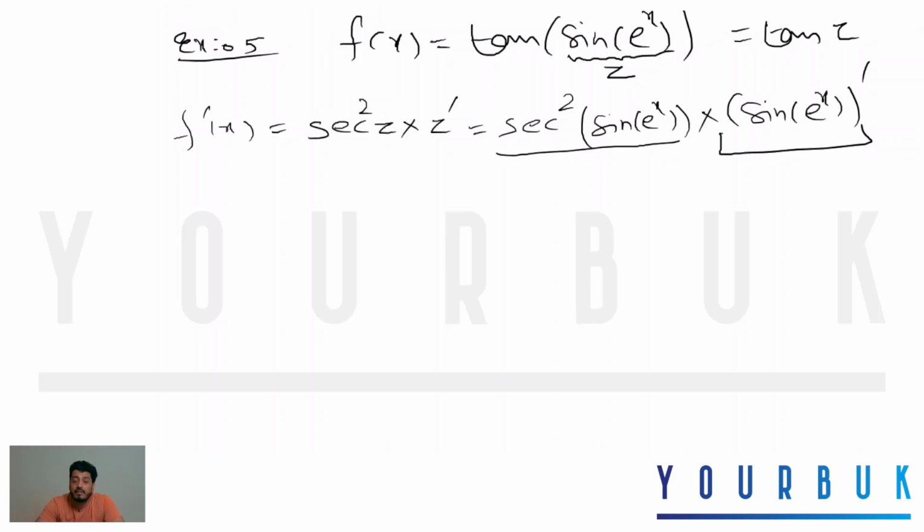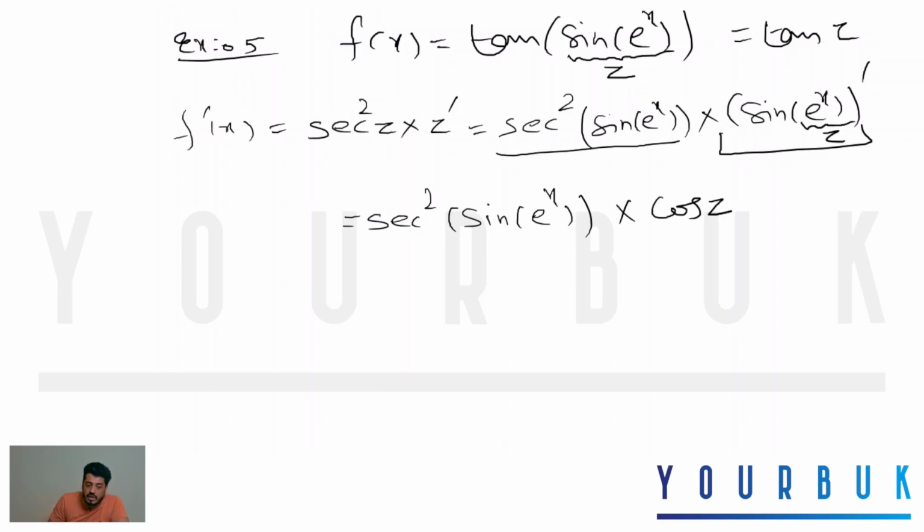Now we know the derivative of sine x. So here this e to the power x is the problematic quantity. So I have to again reapply the chain rule. This secant square of sine of e^x goes as it is. But what I have done, I have taken this as z. So now this becomes sine z. So the derivative of sine z is cos z. Again, you have to multiply by the derivative of z. Whatever you will assume as the problematic quantity, don't forget to multiply by the derivative of that assumed quantity. This is what the chain rule is all about.